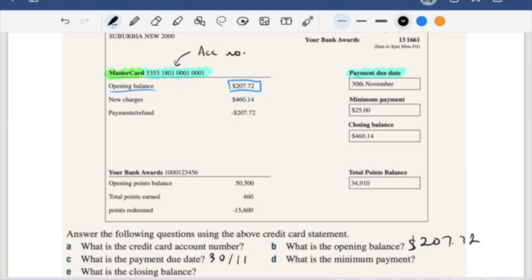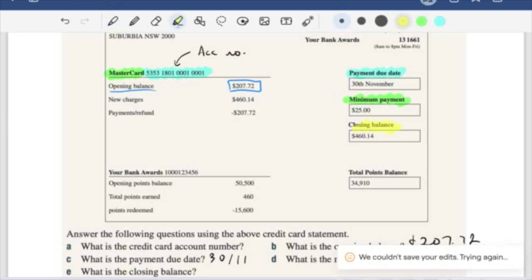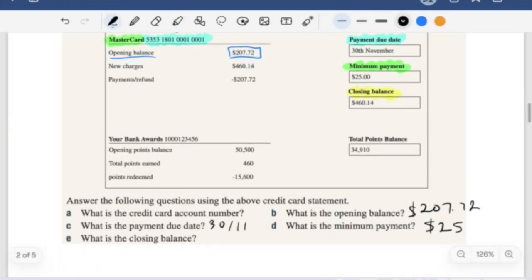The minimum payment we have just below it. This is our minimum payment, and we can write that in as $25 down here. And finally, the closing balance, which is just underneath that again. So our closing balance here, $460.14.